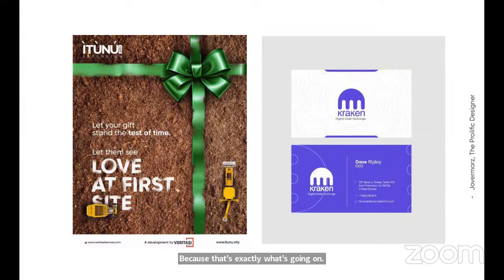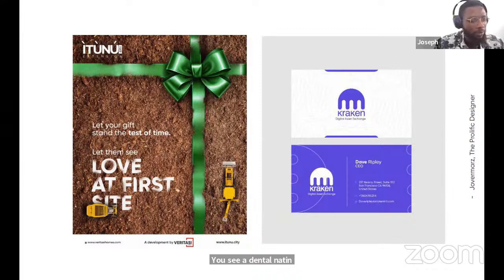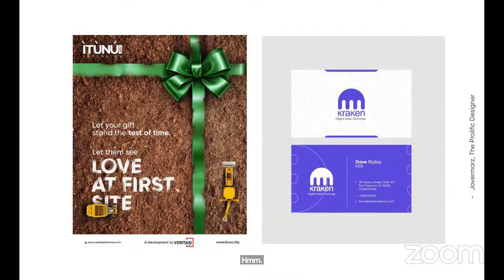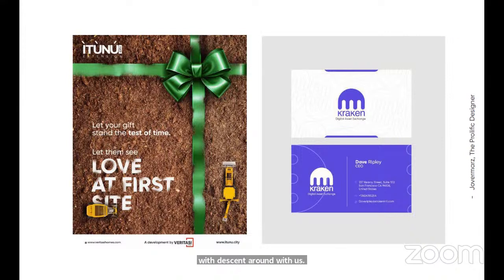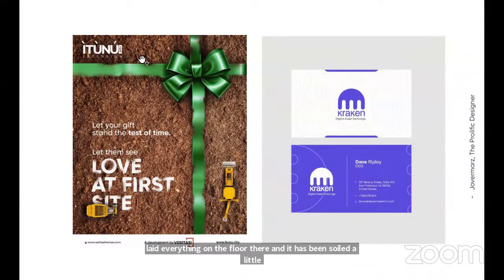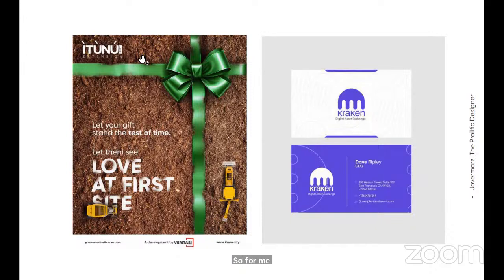Then another thing is I discovered that even the lettering here, "love at first sight," and the ribbon, you kind of soiled them a little with the sand around. It still makes it very real, as if you laid everything on the floor there and it has been soiled a little. So for me, that's the gist. One thing I just like is the wordplay here, "at first sight."